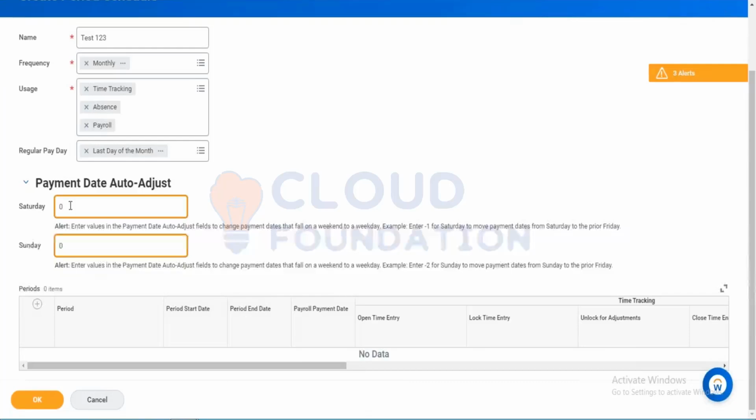And these are payment dates. Like if the last working day is a Saturday, then your payment should be coming -1, on Friday. If it is on Sunday, then -2, which is on Friday. All right, you understand this thing?